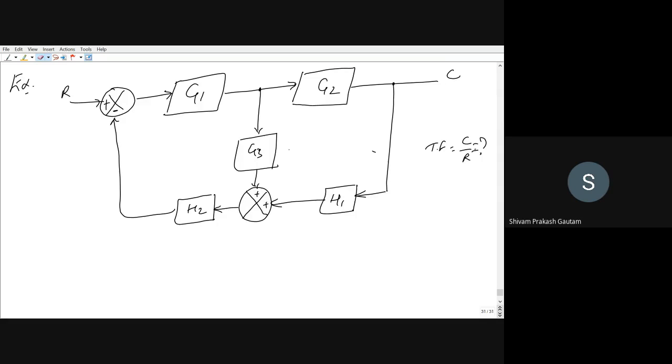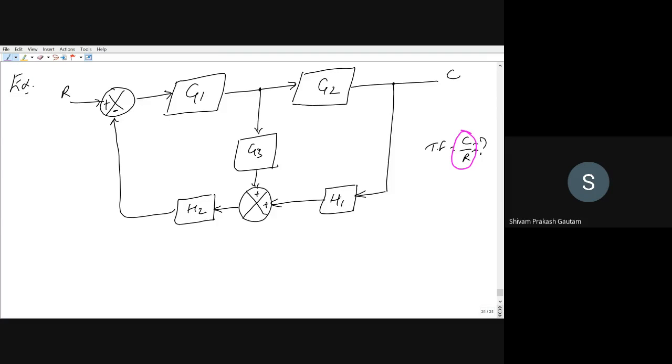So can anyone tell me how can we proceed? Anyone want to try? Just try it. Am I audible? Yes, sir. Okay. So you have to calculate C by R. That is again the transfer function. You have to calculate C by R.